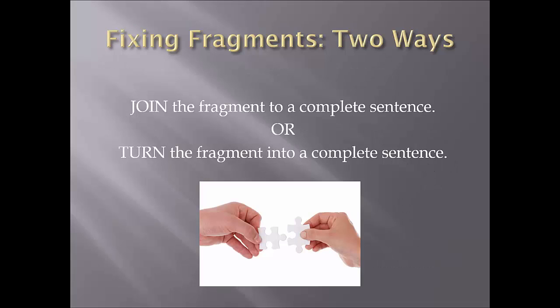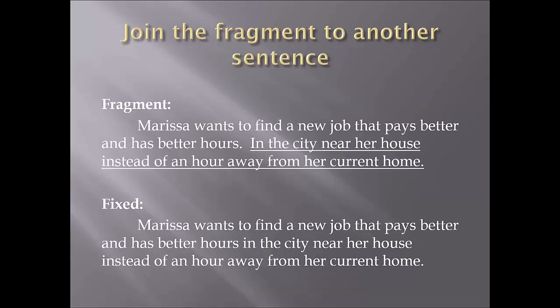There are two ways that we can fix fragments. We can join the fragment to a complete sentence, or we can turn the fragment into its own complete sentence. Here is an example of how you might join a fragment to another sentence. The underlined word group, as was stated earlier in this lecture, is a collection of phrases. All of those phrases can be connected to the complete sentence before them simply by removing the period and getting rid of the capital letter at the beginning of the word in.